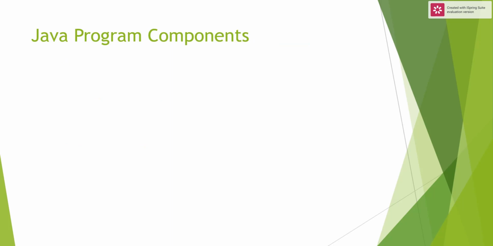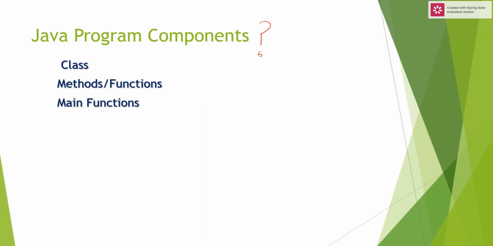So what are the components of the Java program? Now the first one is our class. Class is our main component of the Java program. Second one is our methods or functions, and third one is our main function. For the new learner, only these three things are important, that if someone has told us to write any Java program, then firstly we have to declare one class.